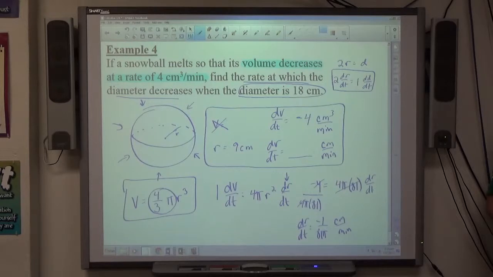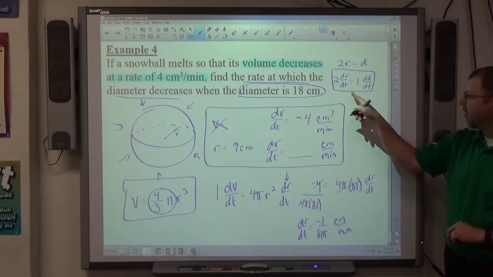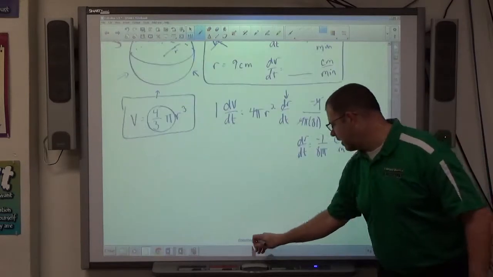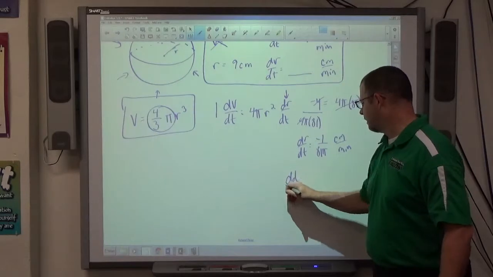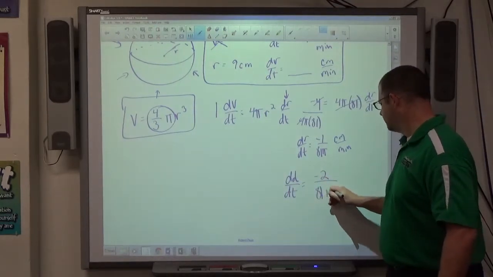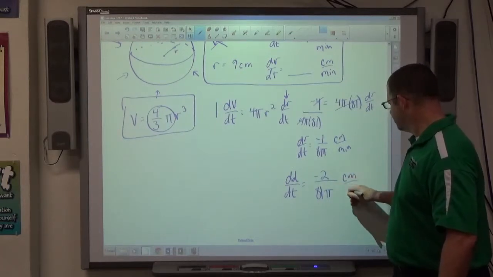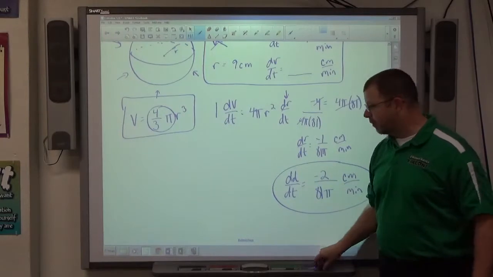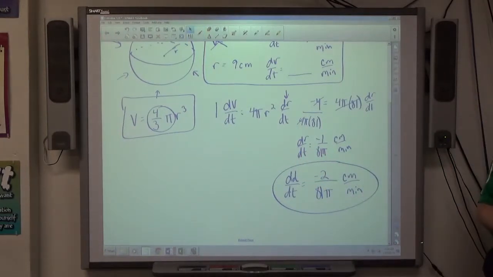And again, I wasn't asked to find the change in radius, I was asked to find the change in diameter. We've already established the change in diameter is exactly twice the change in radius. So if I double this fraction, we get that dd over dt is going to be -2 over 81 pi centimeters per minute. I would actually prefer an exact answer like that.